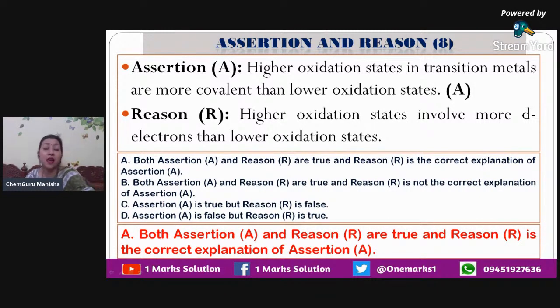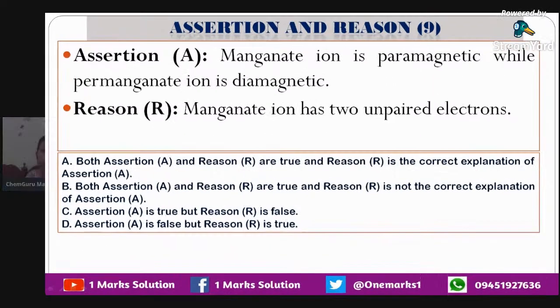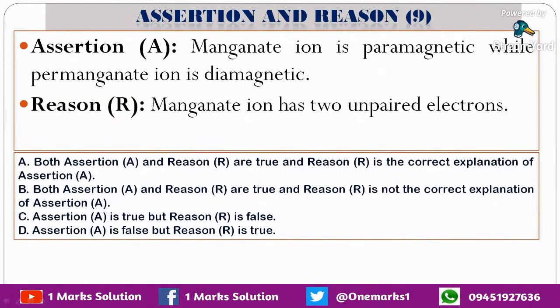Reason here is that higher oxidation state involves more d electrons. That is also true. So reason is also true, assertion is also true, and reason is explaining the assertion pretty well. So we go with the first option. Ninth statement that we have is manganate ion is paramagnetic while permanganate ion is diamagnetic.